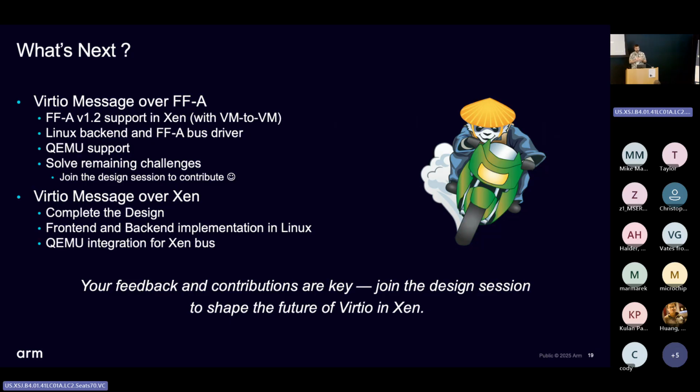For Virtio message over Xen, well, we need to complete the design. I started something with the FIFOs, but there are still a lot of open questions. And then we need to do a front-end and back-end implementation. Just so you know, we don't start from nothing because we have a partial implementation using grant tables. We will have a FIFO implementation using FFA. So the glue required to have a full Xen solution for this is very small. And then we will need some kind of QEMU integration for the Xen bus.